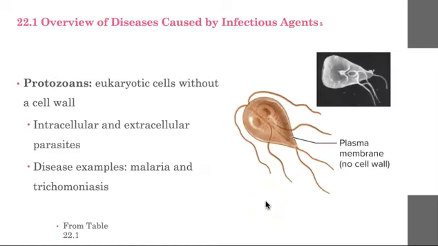Next, we have our protozoans. These are eukaryotic cells as well, but they lack a cell wall. They can be either intracellular parasites or extracellular parasites, and we see them causing diseases like malaria and trichomoniasis.